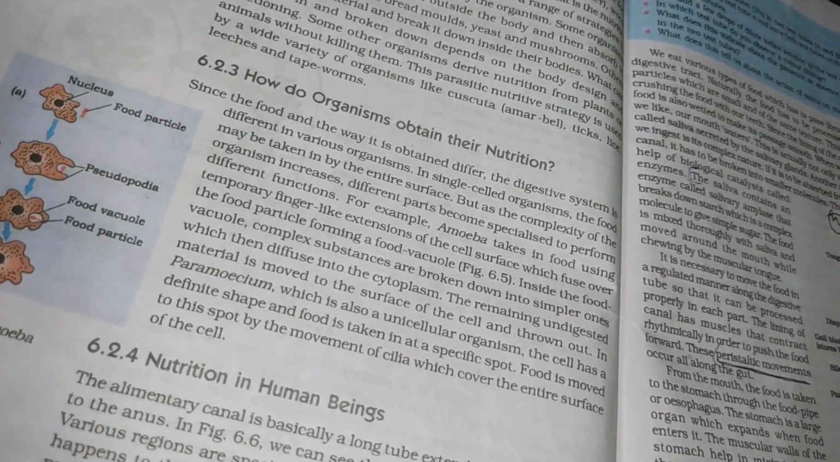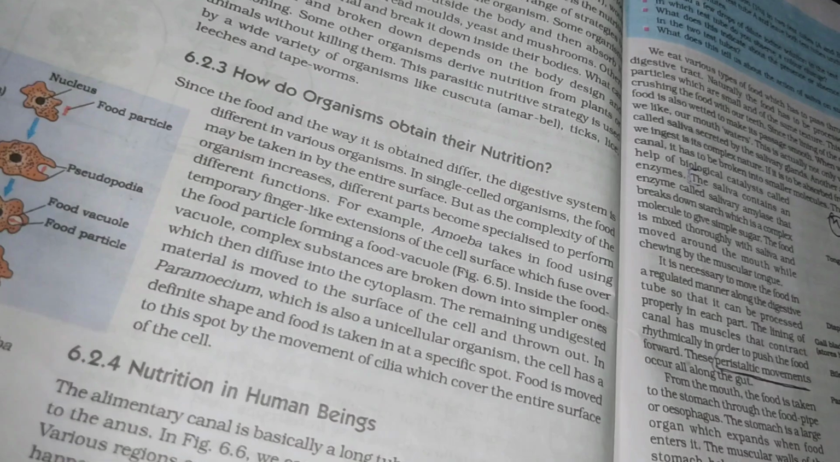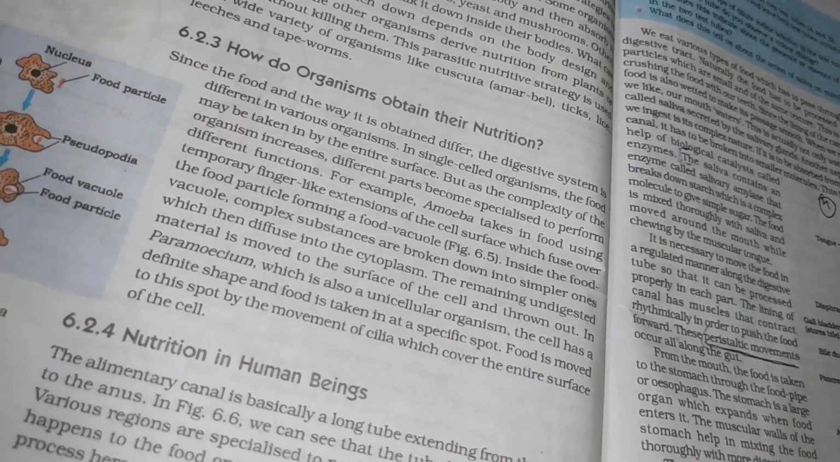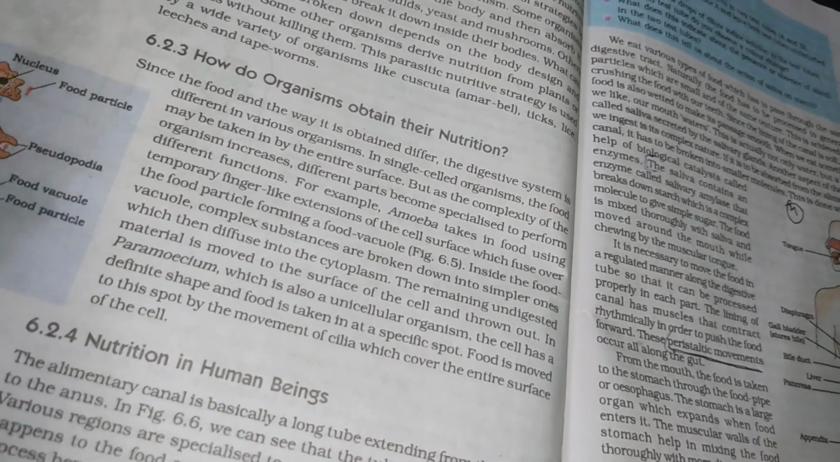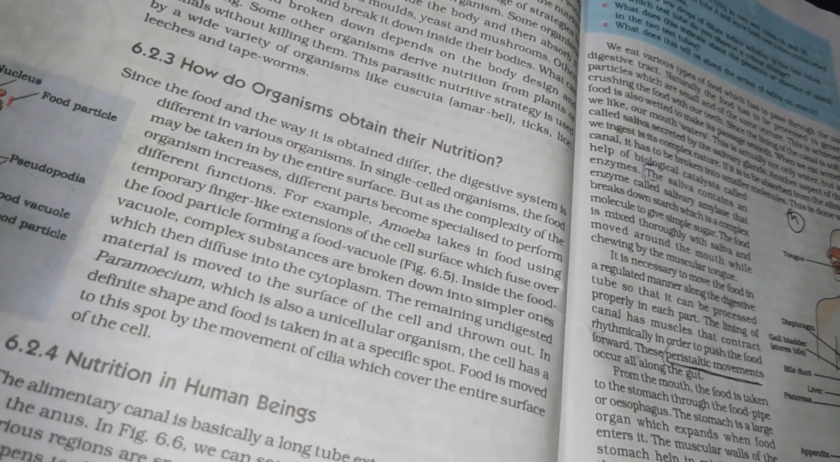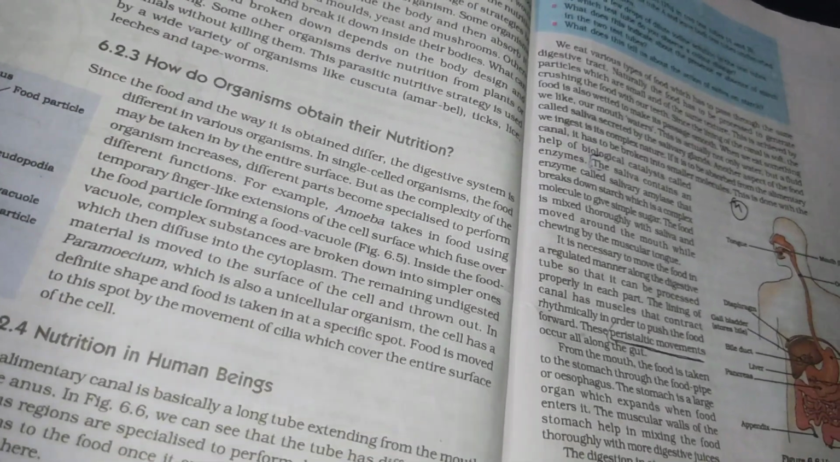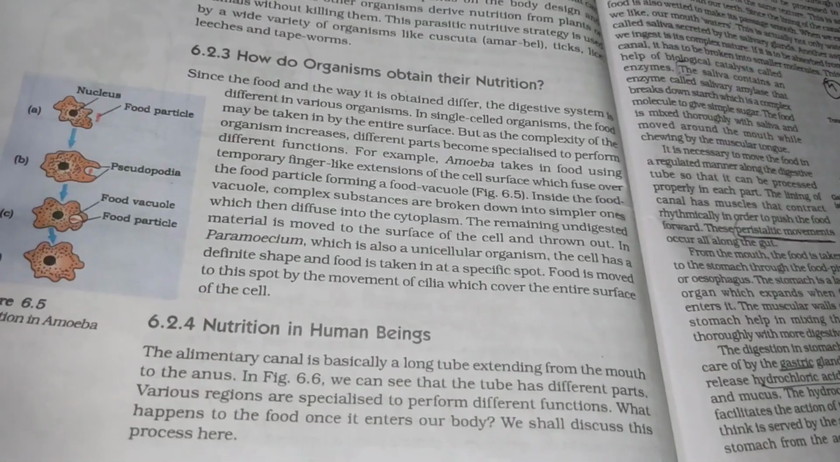In paramecium, which is also a unicellular organism, the cell has a definite shape. We know that paramecium has a slipper-shaped body, and it also has a specific spot. Food is moved to this spot by means of cilia. Cilia are the hair-like structures present in paramecium, covering the full surface. Like this, paramecium's nutrition can be explained.